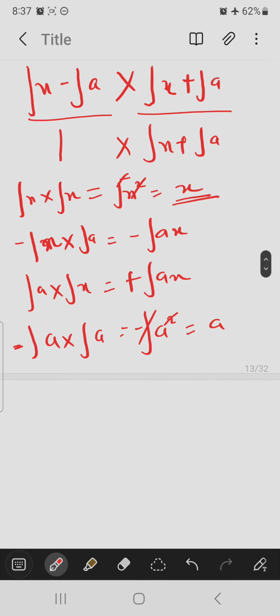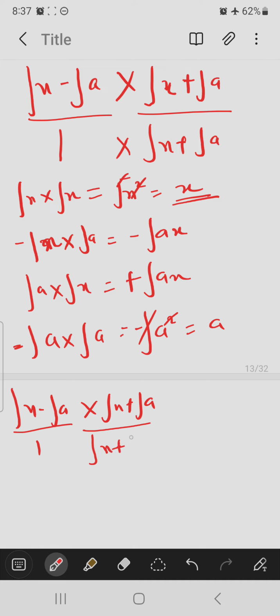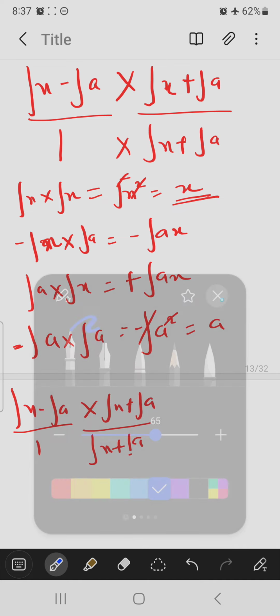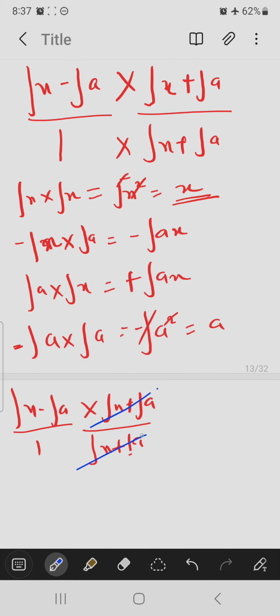So now continuing this, I will now have root of x minus root of a multiplied by root of x plus root of a over 1, all over root of x plus root of a. I told you that I can cancel these two, but I don't want to do it because I want to use it for something. So I will multiply this, this, this, and this. And I hope you understand that.